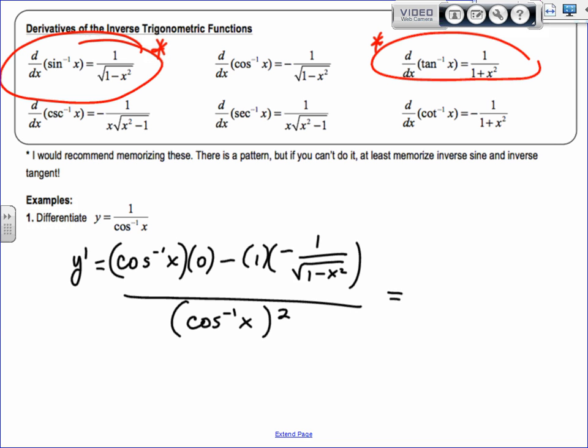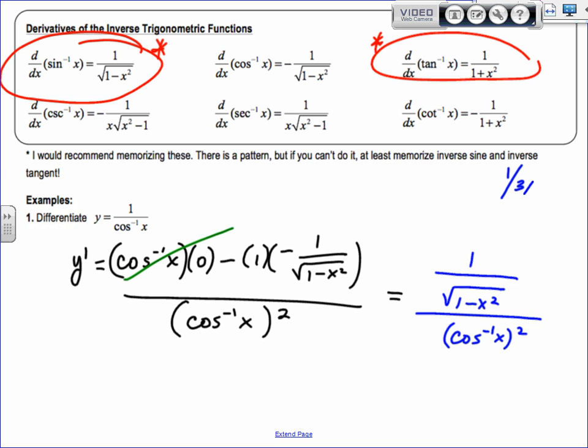I would at least try to cancel out this first part, right? So that first part's gone. It's 0. And you have a negative times a negative, so you get a positive. So you have 1 over the square root of 1 minus x squared, and then you have over inverse cosine of x squared. Now, it's really not nice to leave a fraction within a fraction. Just like with numbers, I don't say 1 over 3/4, right? I would write 4/3. That's just kind of weird. We don't do that. So one last step.